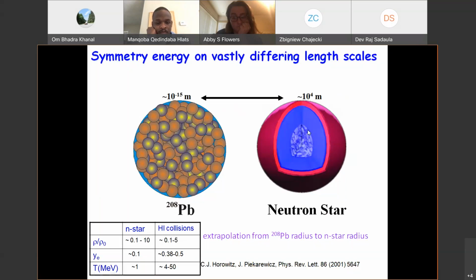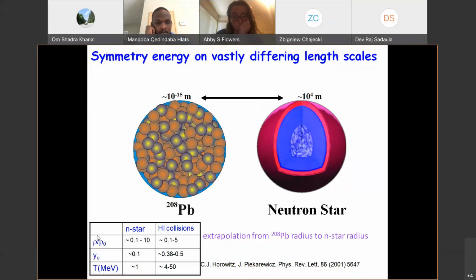Now, in order to study the physics of a neutron star, we need a system which has a density comparable to what we have here, even though the radii are not comparable between the nucleus and the neutron star. So the tool to get such density is to collide, or smash, heavy ions. If we collide two or more heavy ions, then we can get a density comparable to what we have in a neutron star.